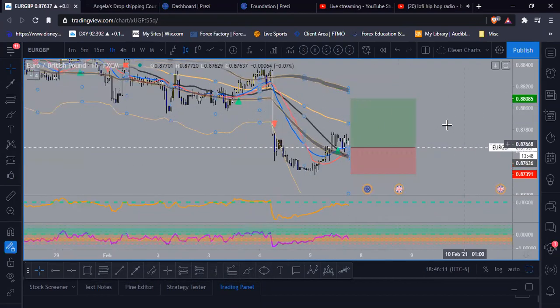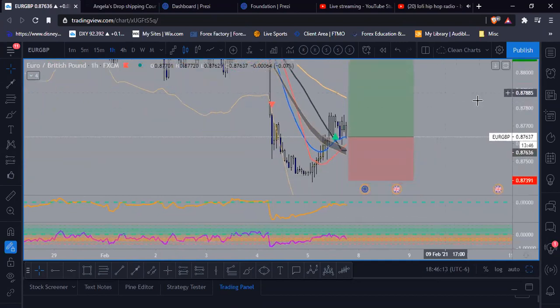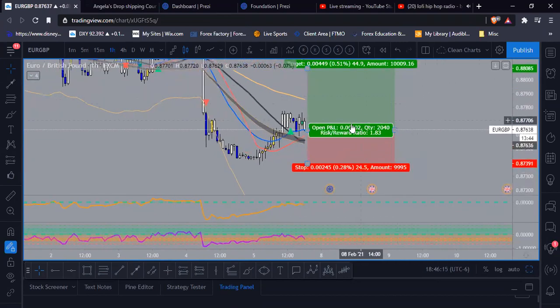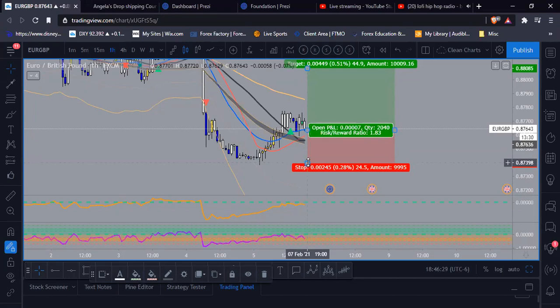Sure. Why not? So that's a 1 to 1.81. Sorry, I can't speak. The risk to reward ratio is 1 to 1.83. I'm going to go ahead. Yeah, I'll just leave the stop loss right there.